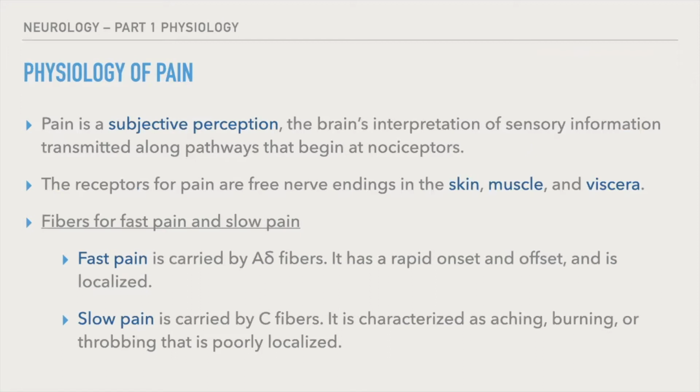Pain is a subjective perception. It's the brain's interpretation of the sensory information transmitted along pathways that begin at the nociceptors. The receptors for pain are free nerve endings in the skin, muscle, and viscera. We can differentiate between fast and slow pain. Fast pain is described as sharp and localized and is rapidly transmitted to the central nervous system by the small, myelinated A-delta fibers, while slow pain is described as duller and more diffuse and is carried on small, unmyelinated C fibers.